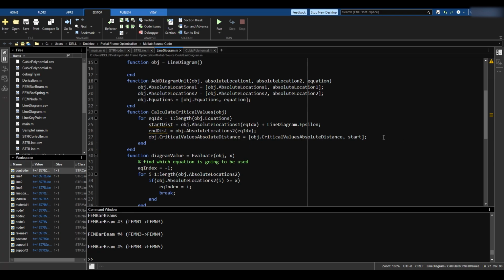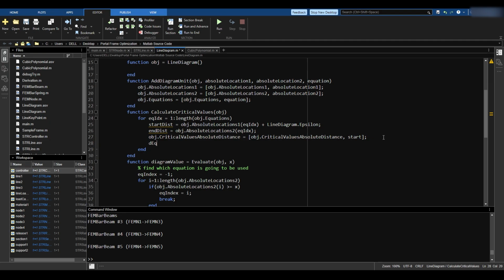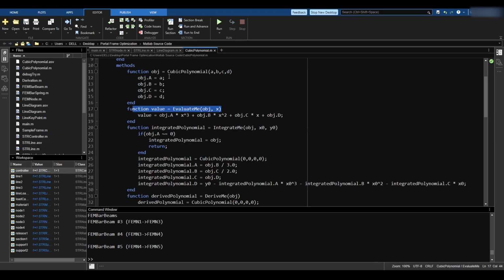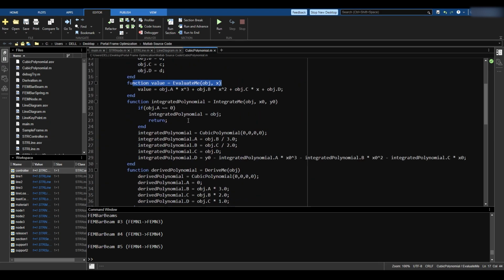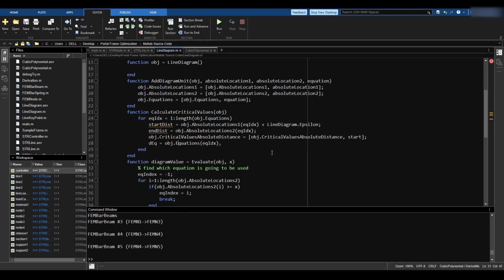Now here, I need to get a cubic equation. I will call it derivative equation. This equals the object dot equations at the equation index, but not it, but the derive me. Because I don't want the equation, I actually want the derivative. I programmed something called derive me somewhere. Let me see. Yeah, derive me. So here I will call in derive me. So now we are deriving the equation.